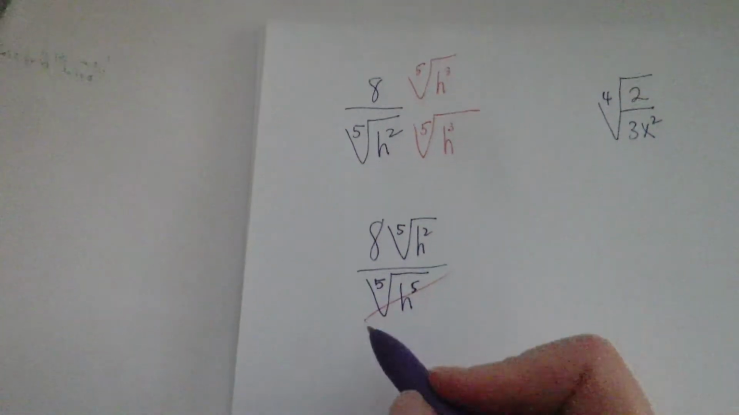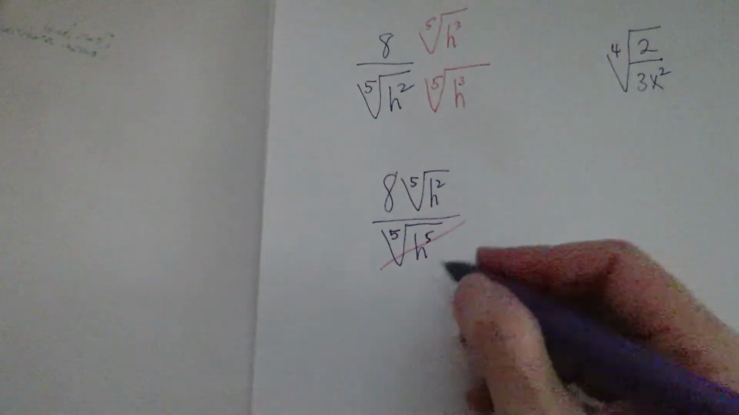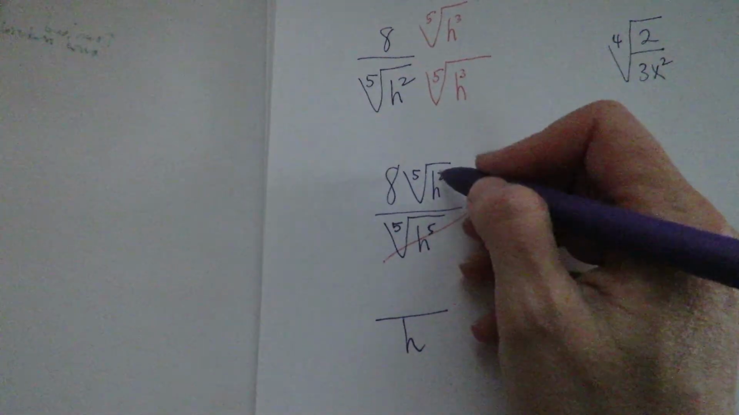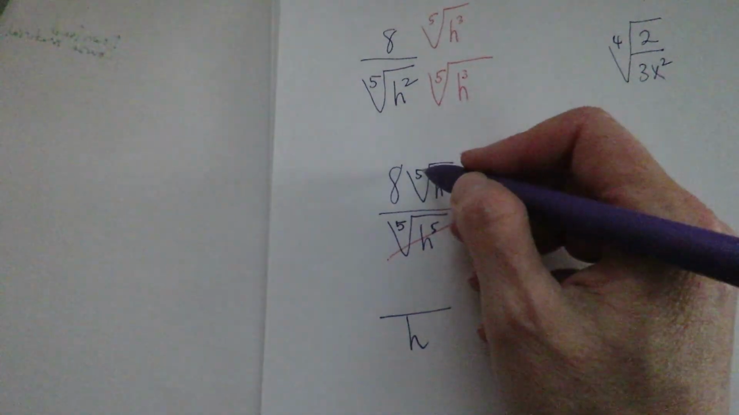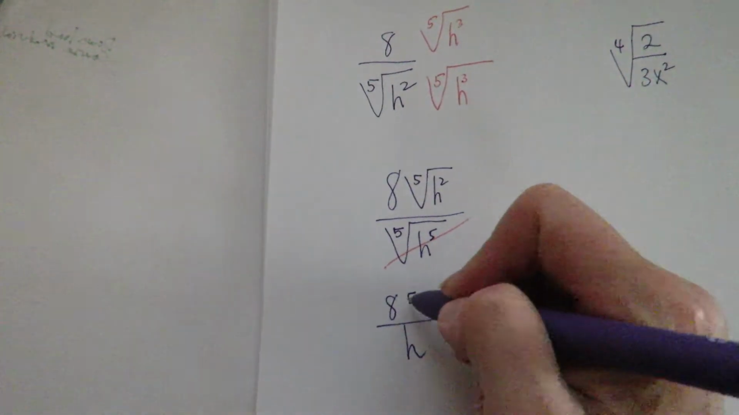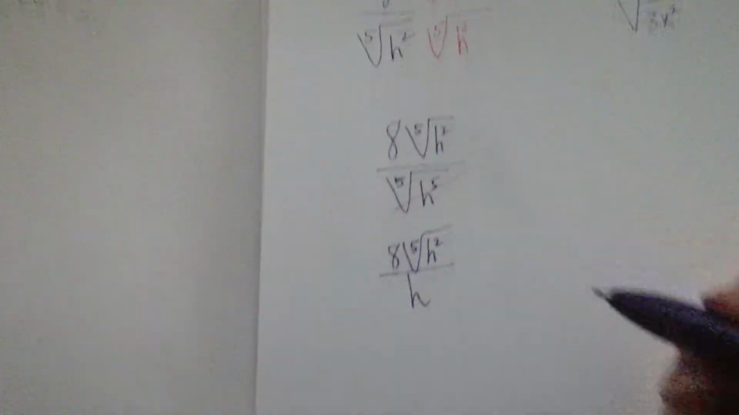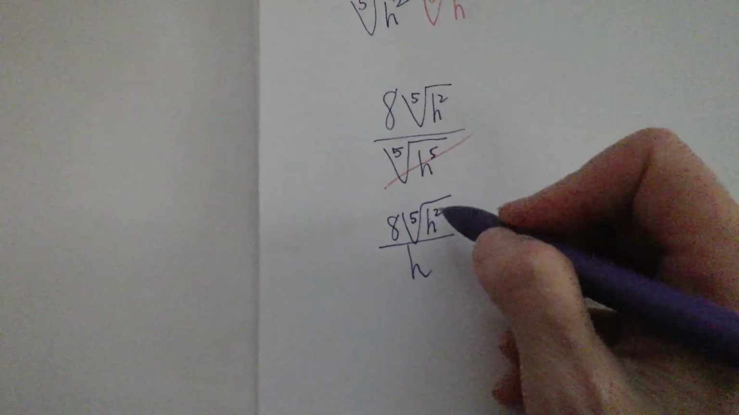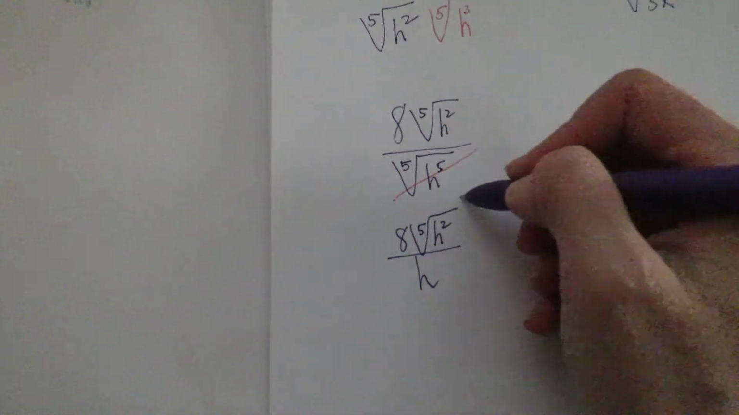So now I can simplify it because it's a perfect 5th. So the h is going to come out. And I can't do anything with this because 2 is not a perfect 5th. So it's going to stay under. So the final answer is going to look like that. It's the 5th root of h squared times 8 over h.